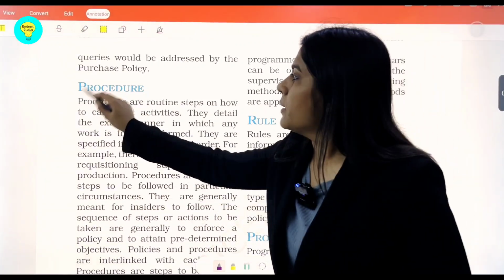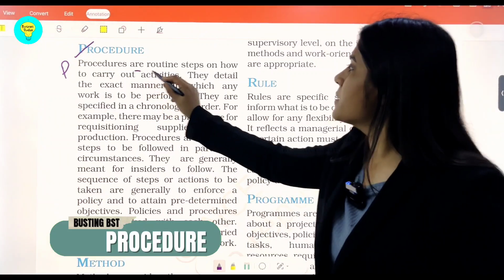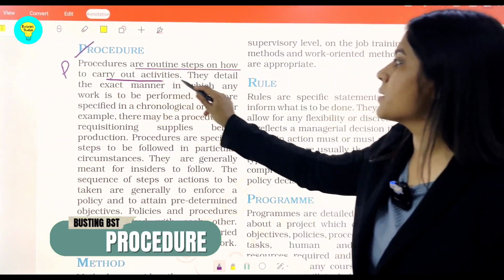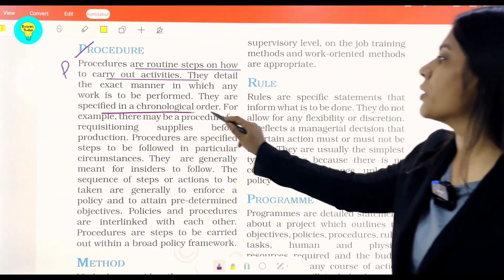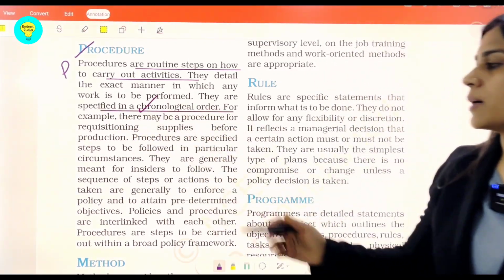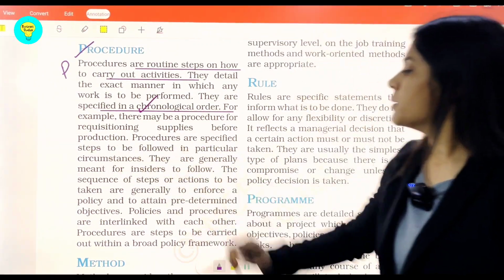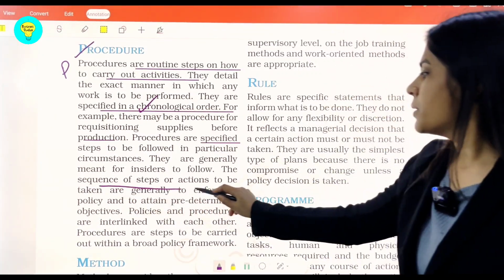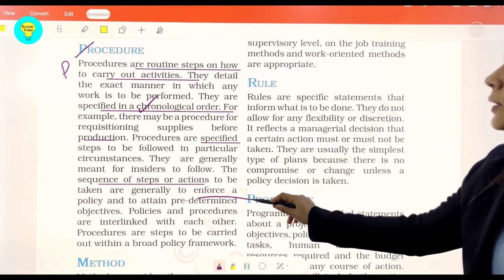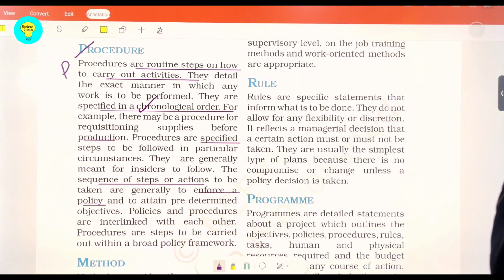Next in line is the procedure, again denoted with another P, and procedures are the routine steps on how the activities are to be carried out. Remember students that procedures have to be in a chronological sequence, one after the other, step by step, following the specified steps. So this is the characteristic feature of this type of plan. Whenever you see the sequence of steps to enforce a particular policy in order to attain the objectives, we say that procedures have been followed as a type of plan.